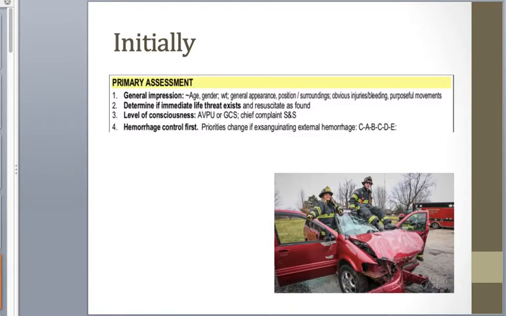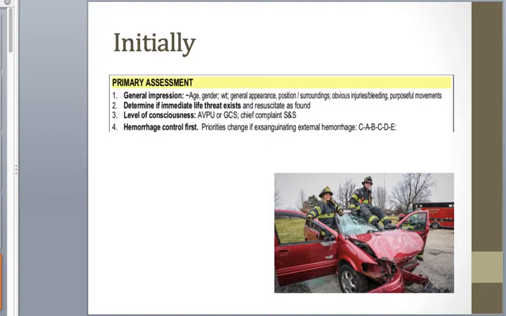Initially, when we arrive on scene, we're going to gather a primary assessment. Once we are given a patient, or after we figure out how many patients we have, when we start our care on one patient: age, gender, weight, general appearance as we're approaching them in the vehicle, position, surroundings, any obvious injuries, life threats. If immediate life threat exists, we can treat the life threat and resuscitate if needed. Level of consciousness measured by AVPU or the Glasgow Coma Scale, their chief complaint, and if they're unable to verbalize one, any signs and symptoms that we can gather approaching.